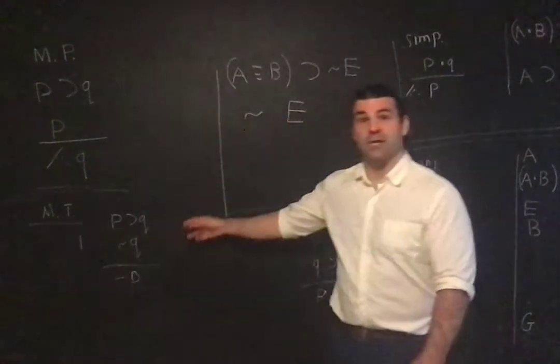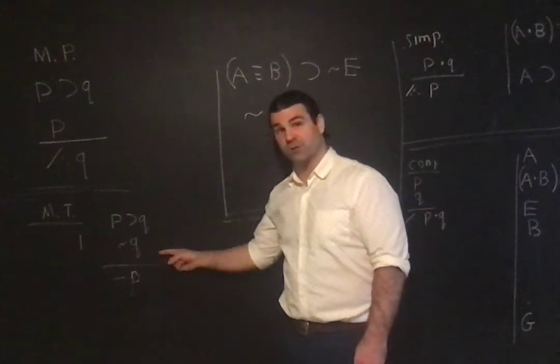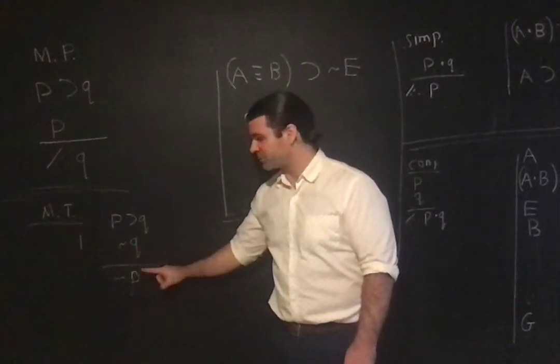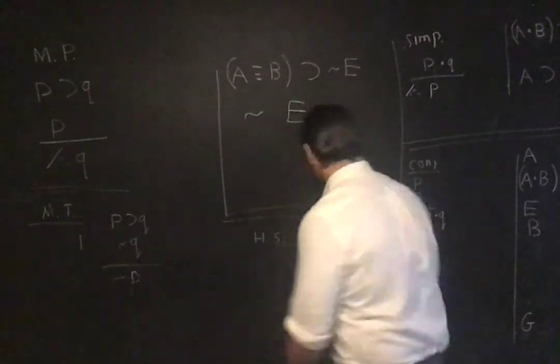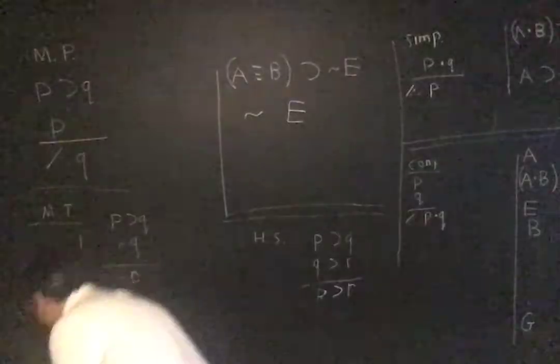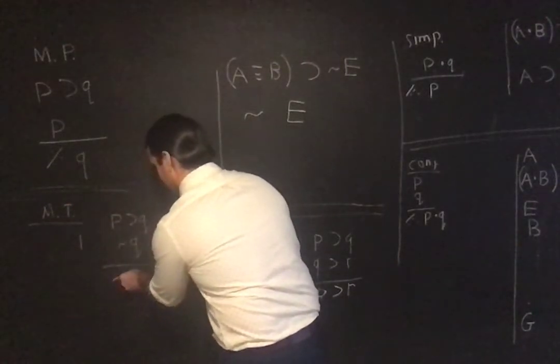Modus tollens is, if I'm given a conditional and also given the negation of the consequent, I'm entitled to infer the negation of the antecedent. Sorry, that's a pretty ugly negation. That should be not P.